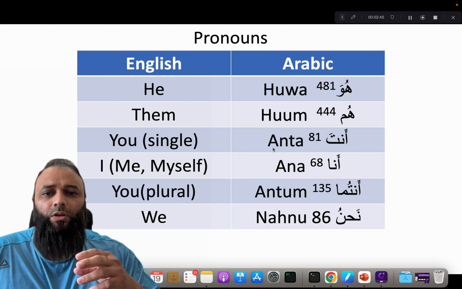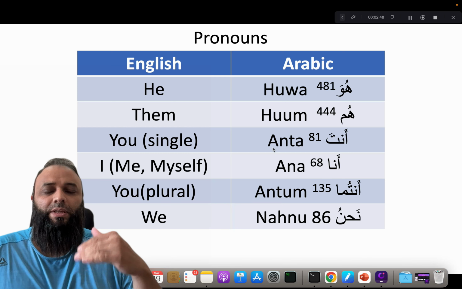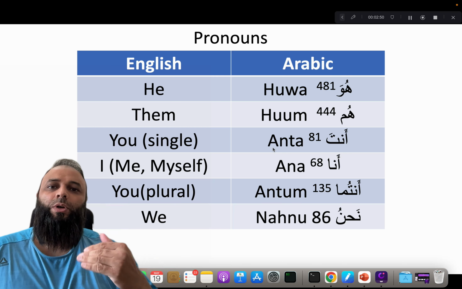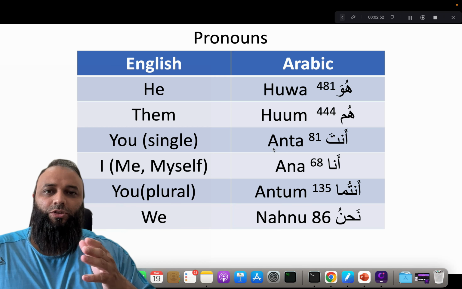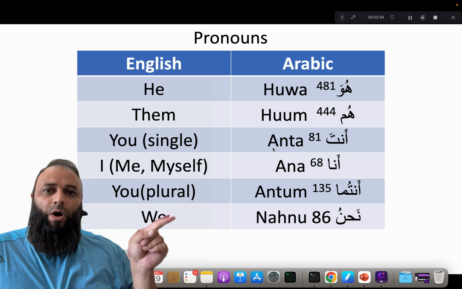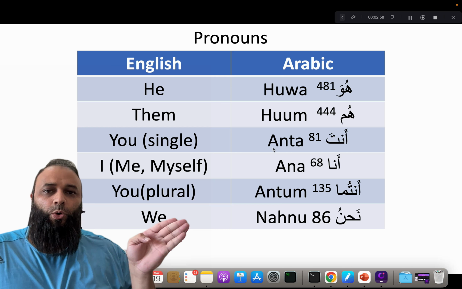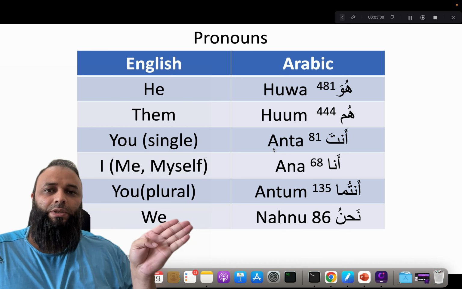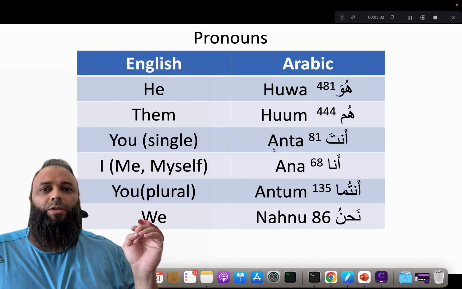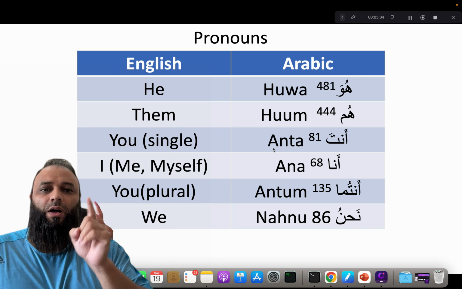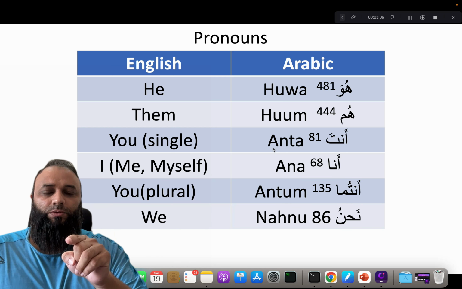All right, so it's important to learn this in the same sequence that we are going through, and use these actions. So let's do it once again. Huwa, with one finger, which means he. Hum, with 4 fingers, which means them. All right, and then you have anta, which means you.